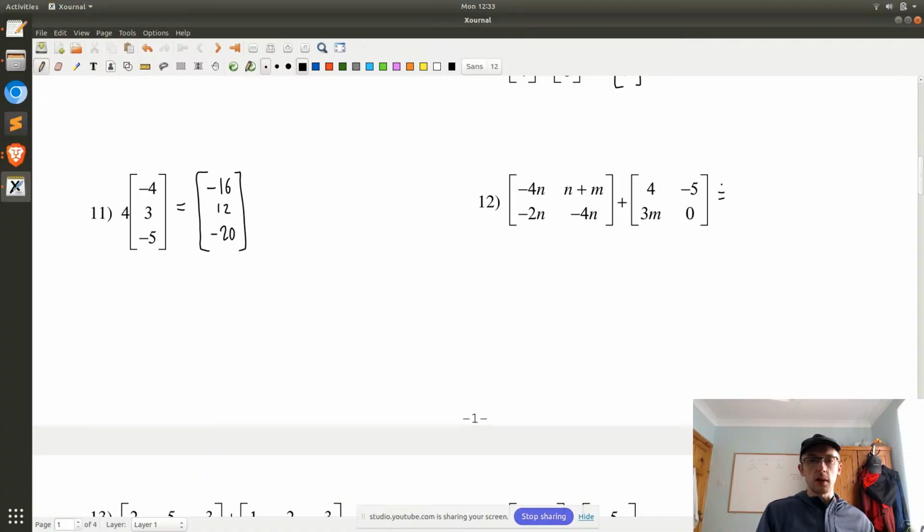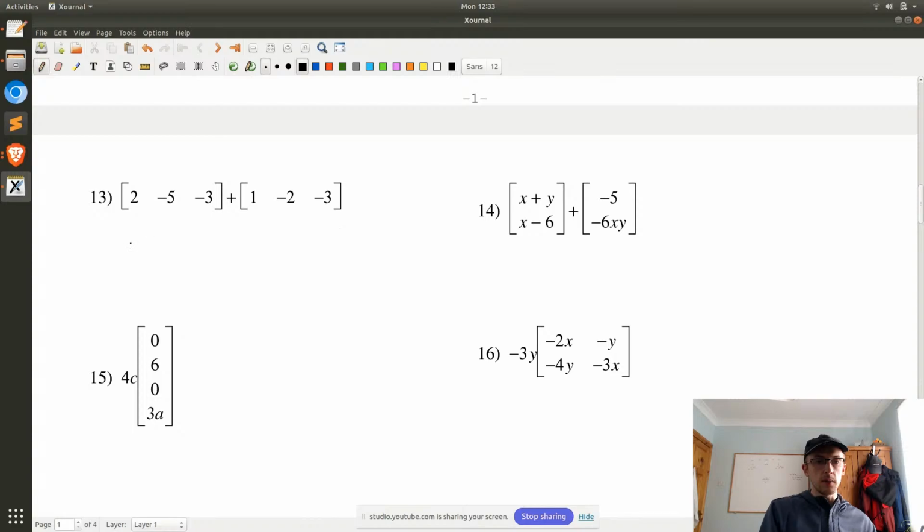Here, the entries are algebraic, but it's really no problem. Just go along component-wise. So, -4n add 4 is -4n add 4. N add m add -5 is n add m take 5. -2n add 3m, just write it down. And -4n add 0, just write down -4n. And that's it. That's all you do.